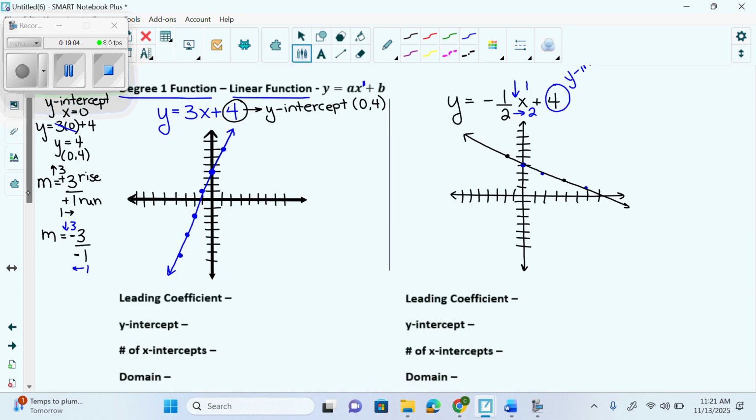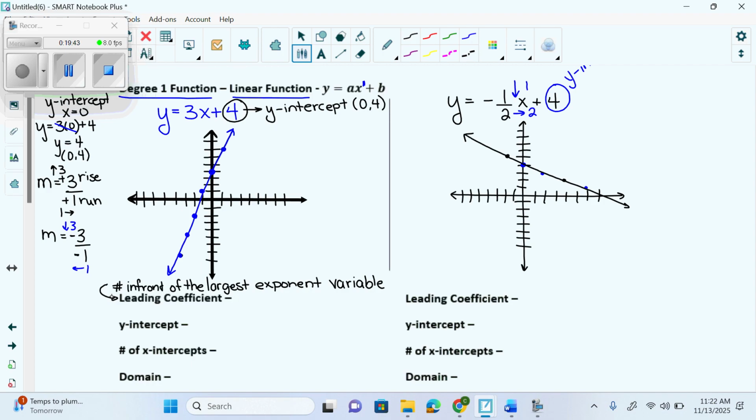What is the leading coefficient? The leading coefficient, just to help you out, is the number in front of the largest exponent variable. A lot of people think it's the very first number. It is the very first number if your equation is in order. If you go from highest exponent to lowest exponent, your leading coefficient is the one that leads the equation.